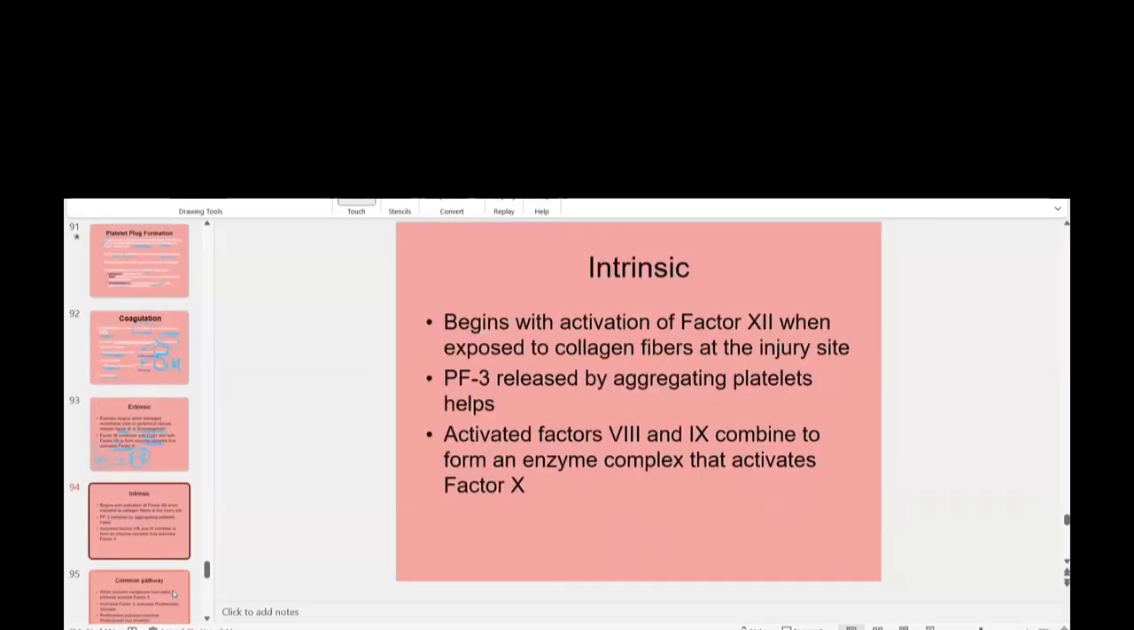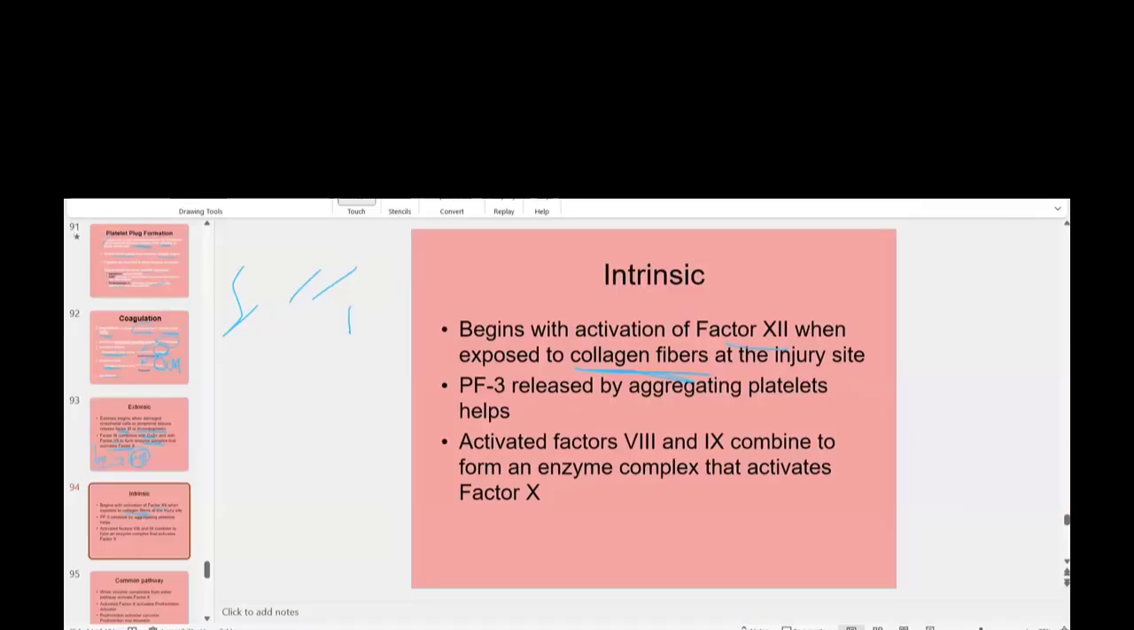Come to the intrinsic pathway. It begins with activation of factor 12 when exposed to collagen fibers at the injury site. So this is happening in the bloodstream, and the extrinsic is outside in the peripheral tissues. That's why this one is intrinsic, or internal. When the injury is internal, as soon as the injury happens, factor 12 is activated, exposed to the collagen fibers at the injury site, and that triggers it.